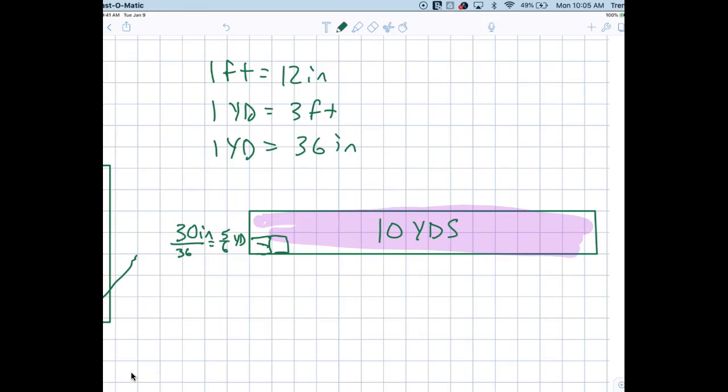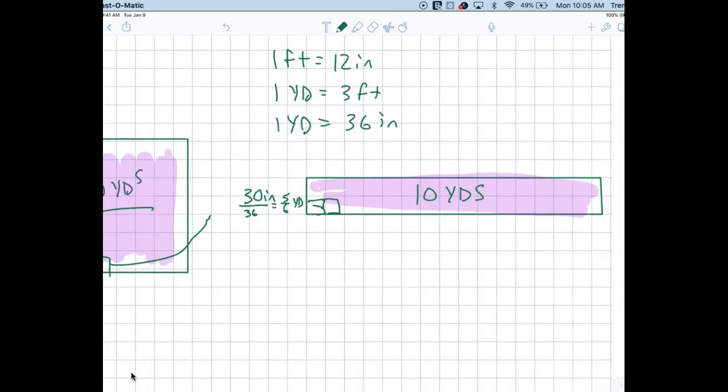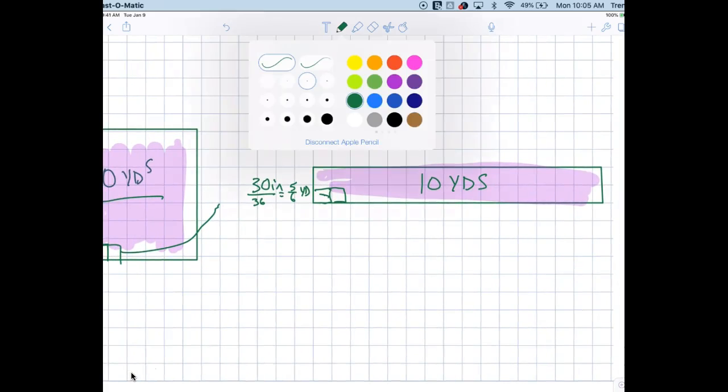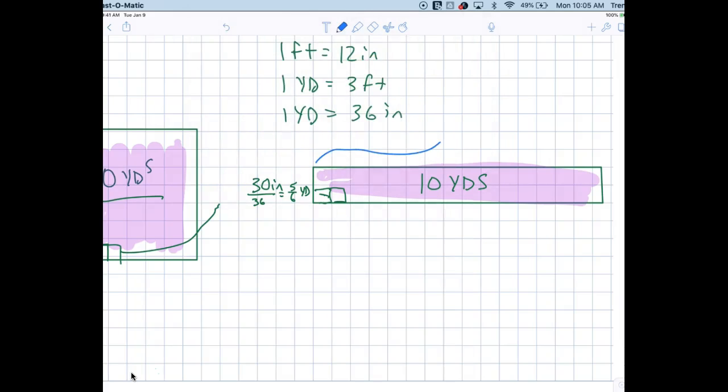All right. So I have, this is 5/6 of a yard. My question to you guys is this: how long could this be? How long could my walkway be? Who wants to try to tell me that? What would I do?